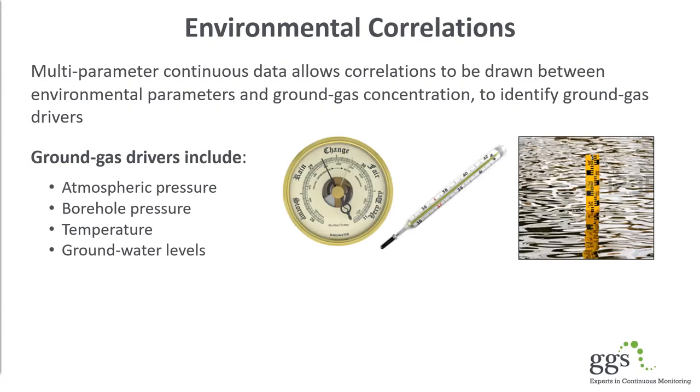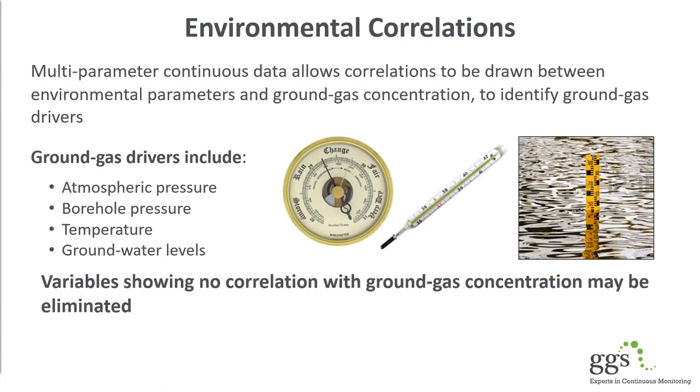So what are these? Well, there's several of them, but the principal ones are pressure, temperature, to a lesser extent, and actually groundwater changing is quite a key driver too. Now by monitoring these variables along with the ground gases, we can try to show correlations with gas concentration changes, or indeed eliminate those correlations where we don't see those behaviors interacting.